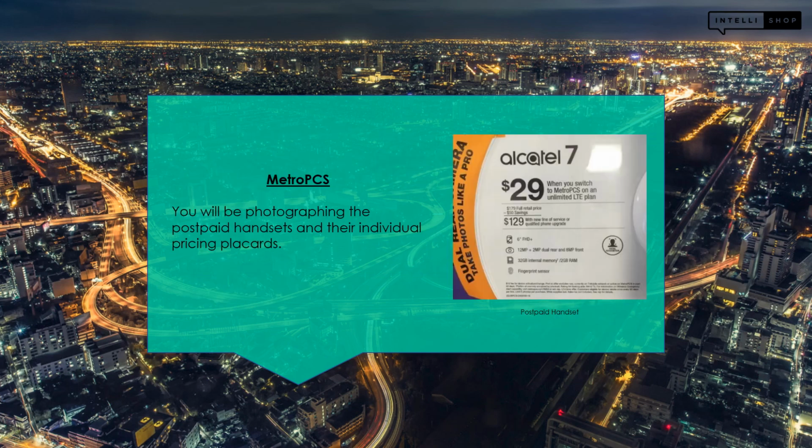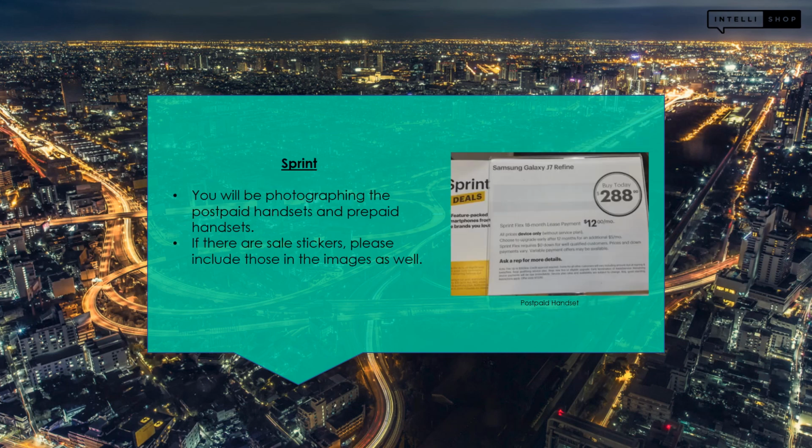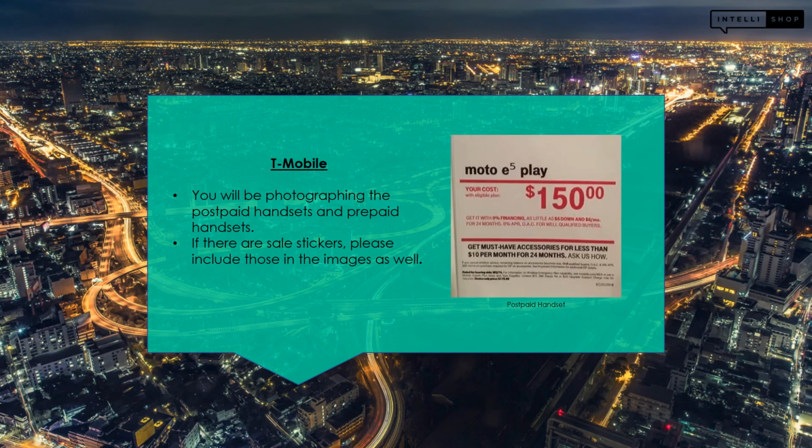For Metro PCS locations, you'll be photographing the postpaid handsets and their individual pricing placards. For Sprint locations, you will be photographing the postpaid and prepaid handsets. If there are sales stickers, please include those in the images as well. For T-Mobile locations, you will be photographing the postpaid and prepaid handsets. If there are sales stickers, please include those in the images as well.